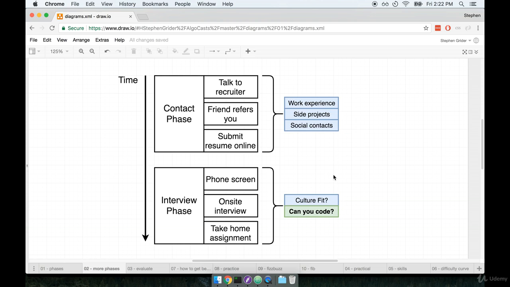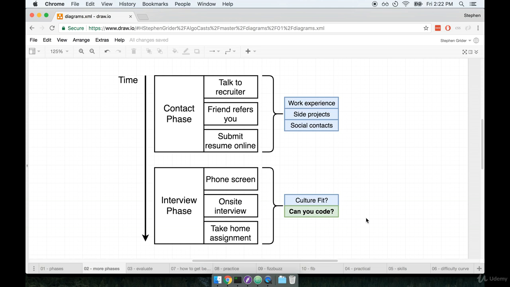During the second phase, however, during the interview phase, there are some distinctly different qualities that a company really wants to evaluate. Once you meet and interview in person, they're going to try to decide whether or not you're a good culture fit, like whether your personality is going to mesh well with other people at that company. But much, much more importantly than that, it's during this interview phase that a company is going to attempt to evaluate whether or not you are an effective coder or a good engineer.